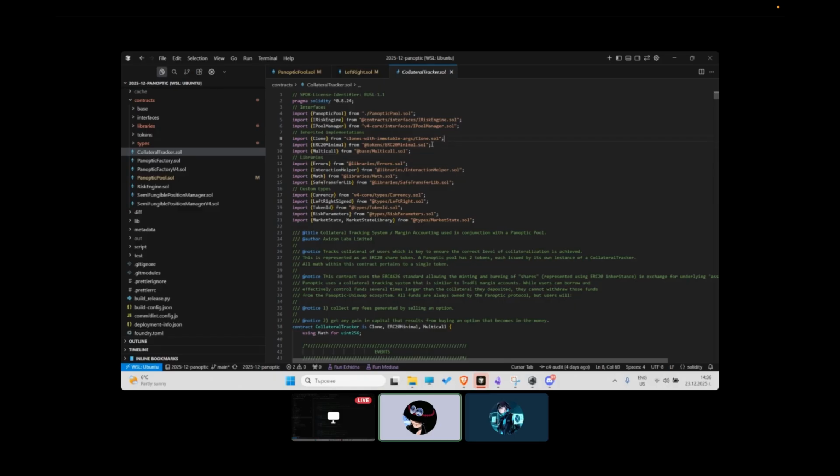I want to know what you thought right now. My thoughts are, if it imports a pool and the currency, the collateral tracker should track the collateral in the pool. Did you think the same? Yeah, something like that. I'm not sure. Let's just see the code.